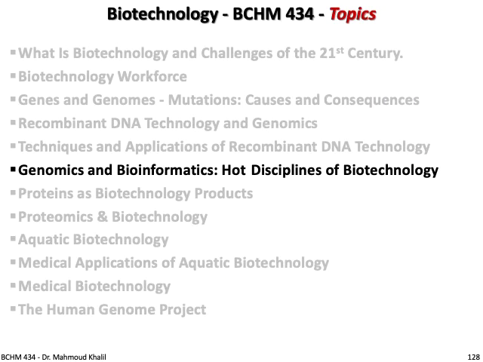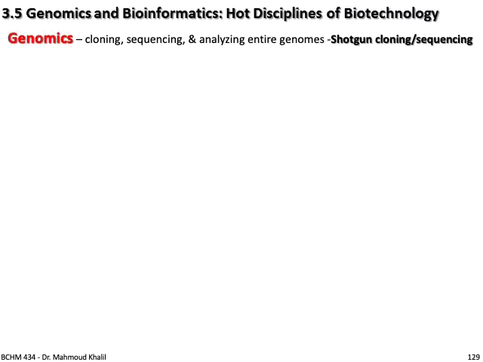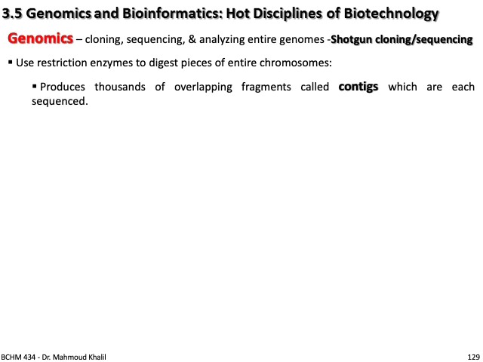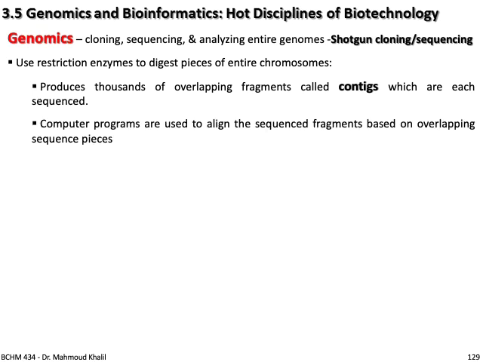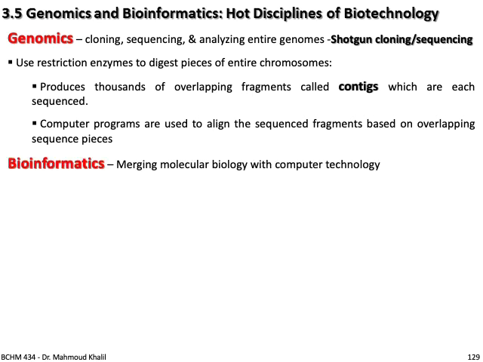The second topic is genomics and bioinformatics. It's a hot discipline in biotechnology. Genomics is cloning, sequencing, and analyzing an entire genome by a process called shotgun sequencing or shotgun cloning. They use restriction enzymes to digest pieces of entire chromosomes. The procedure leads to thousands of overlapping fragments called contigs, which are each sequenced. So you have a lot of contigs, you sequence each of them. The computer program will align these sequences based on overlapping sequence pieces.